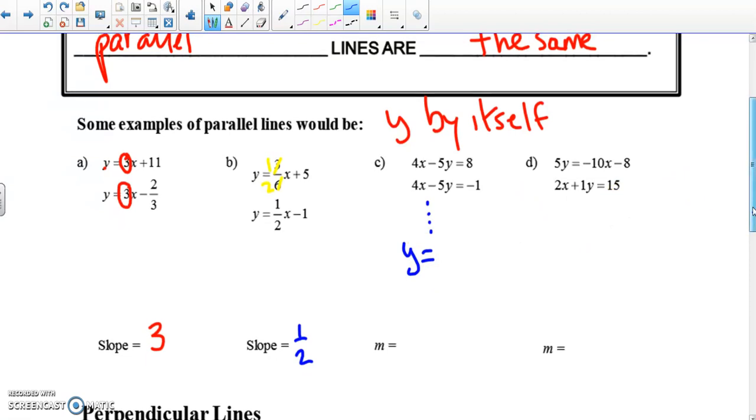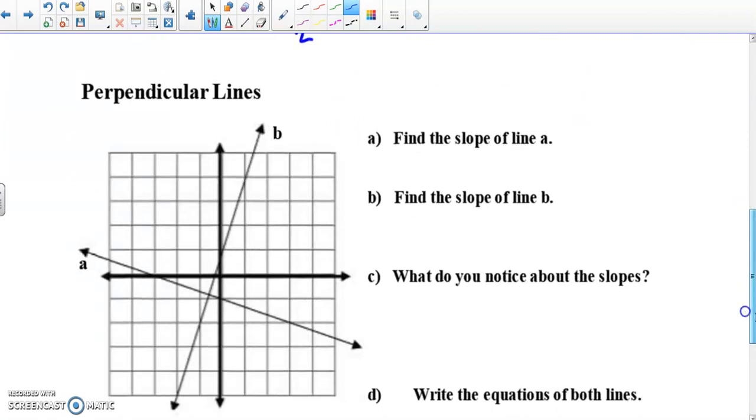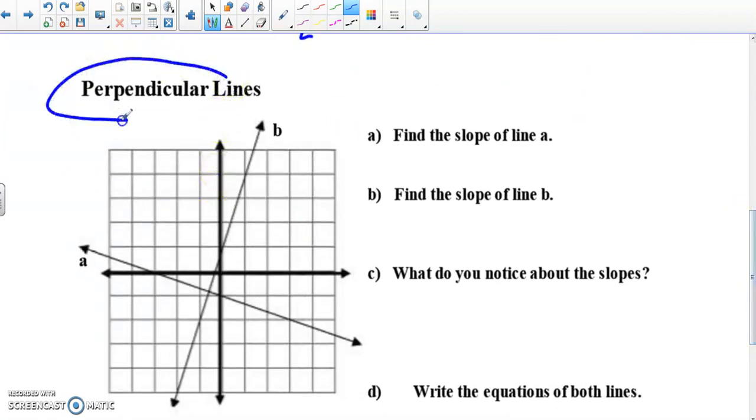Okay, so parallel lines have the same slope, and we'll identify that slope once we get the y equals mx plus b form set up. Alright, scrolling down, perpendicular lines. Remember, perpendicular lines, there's our symbol. We know perpendicular lines form a 90-degree angle. So I want you to do the same thing. I want you to find the slope of these two lines on your own.